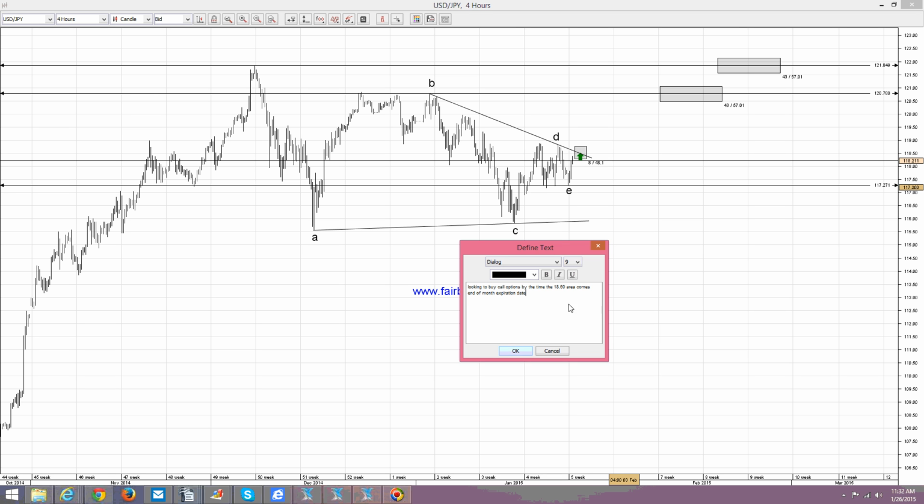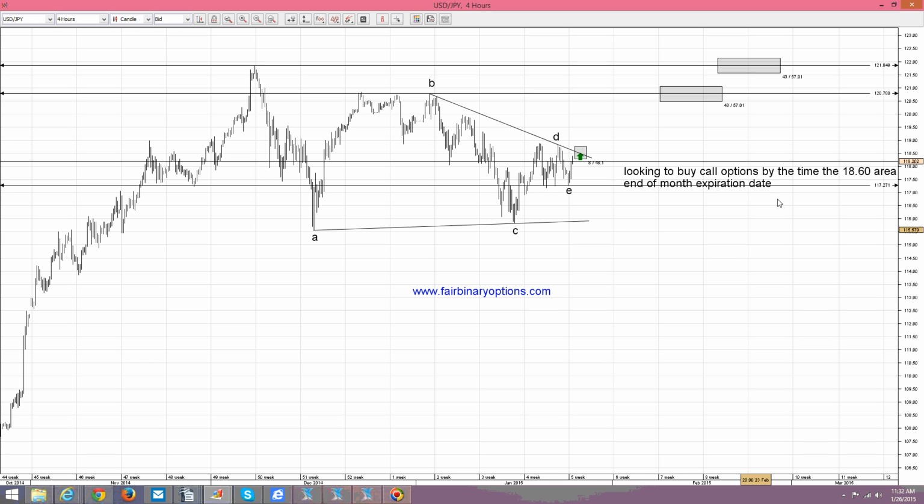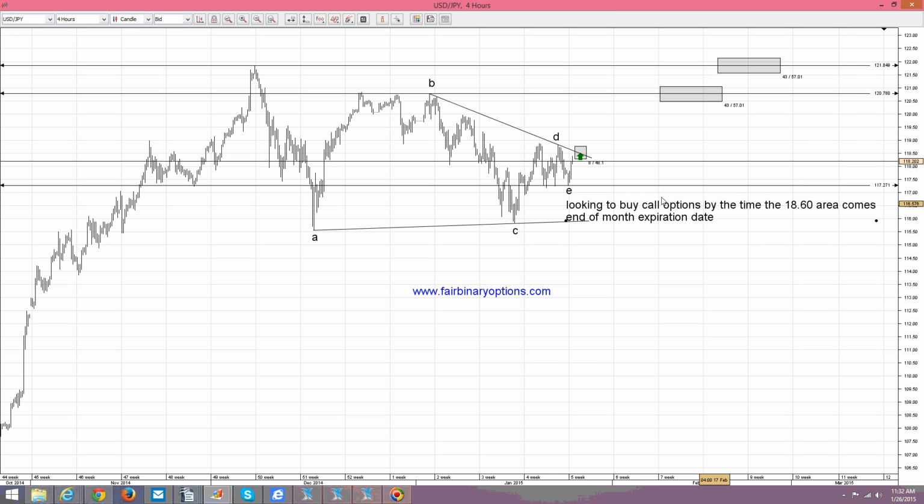expiration date. Thank you for being here. This is how you treat a contracting triangle in relation to the B2D trend line. This one looks to be bullish.